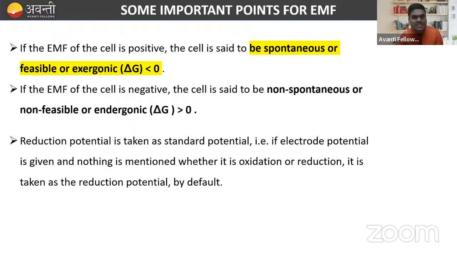Now, reduction potential is taken as the standard potential. If an electrode potential is given and nothing is mentioned, whether it is oxidation potential or reduction potential, it is always taken as the reduction potential by default.